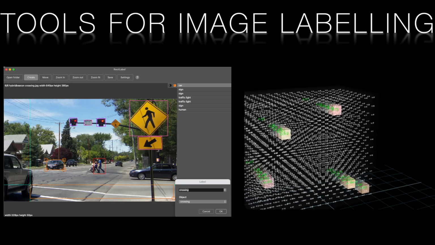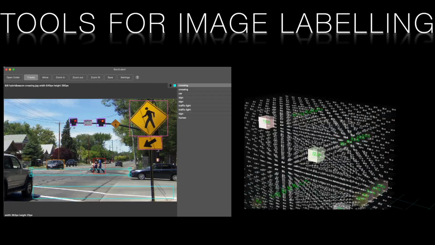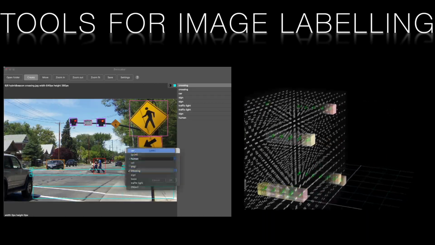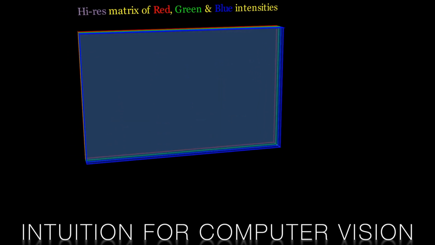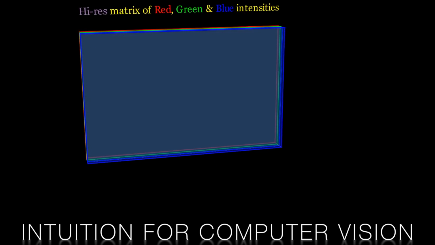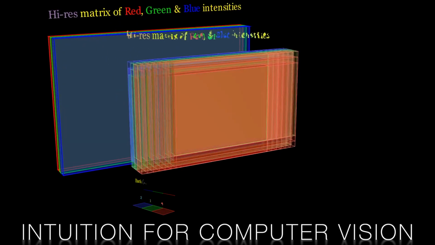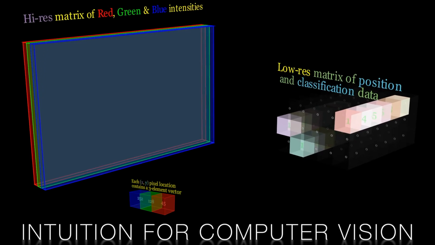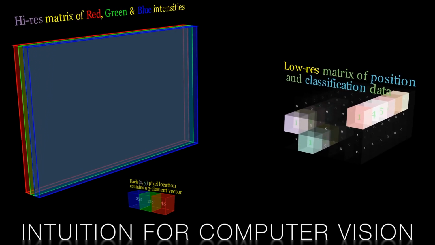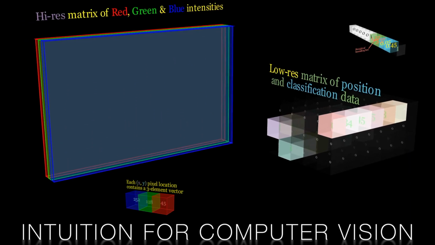For a coarse grid with 12 columns and 7 rows, we'll have a total of 84 cells. Each of these cells will contain a vector with the bounding box and image classification data. Thus, one very useful way to think about what the neural network is doing is transforming a high-resolution 3D matrix of RGB pixel intensities into a low-resolution 3D matrix of image classification data.